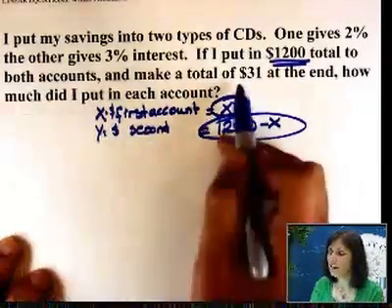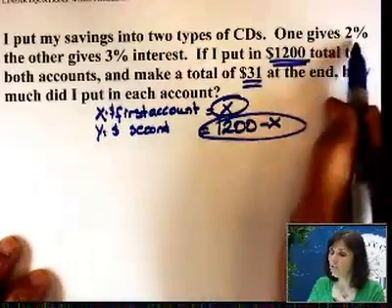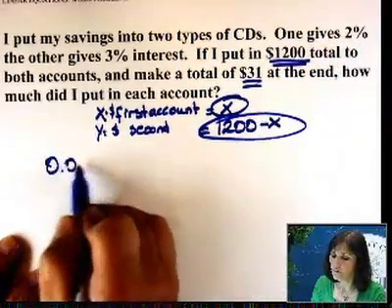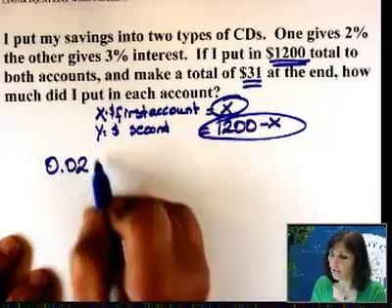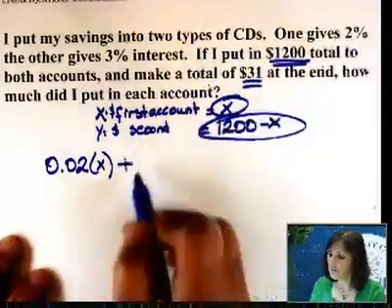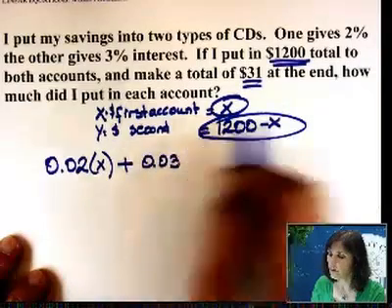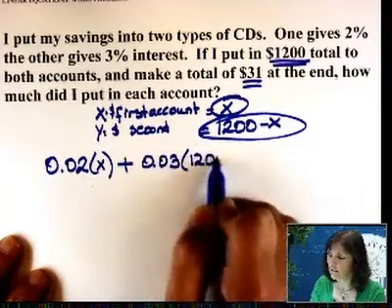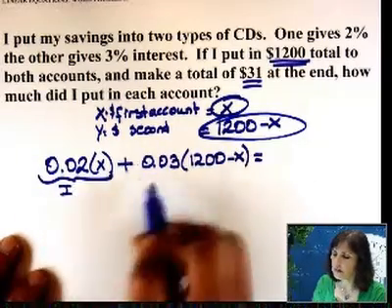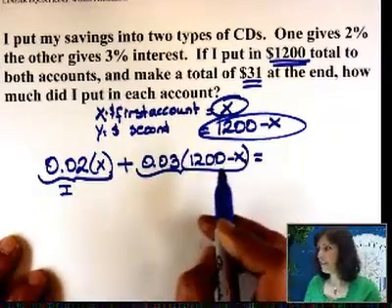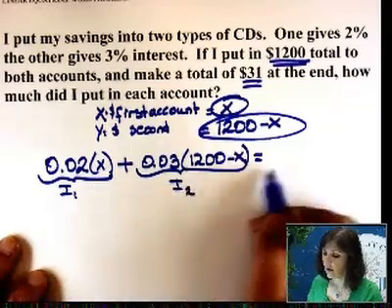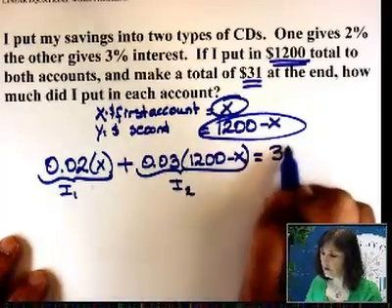Now let's talk about the interest I made. The first one gives 2%, so 2% of the amount of money you put in. The second one gives 3%. And how much is the second one? 1,200 minus x. So this is the interest from the first account, interest from the second account, interest 1, interest 2. Together, I'm going to make $31.